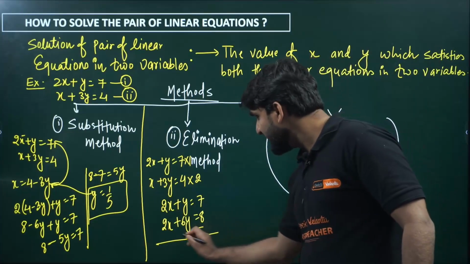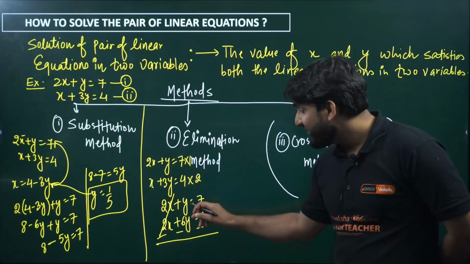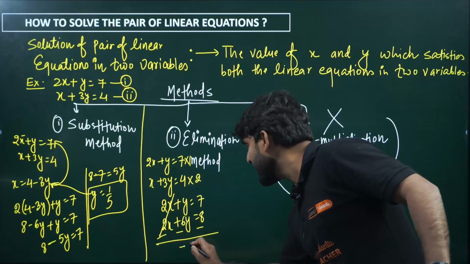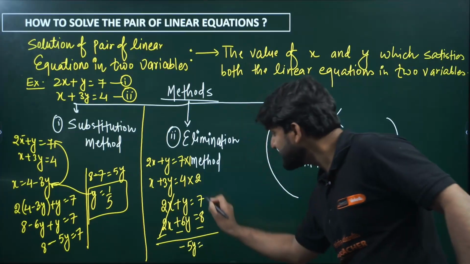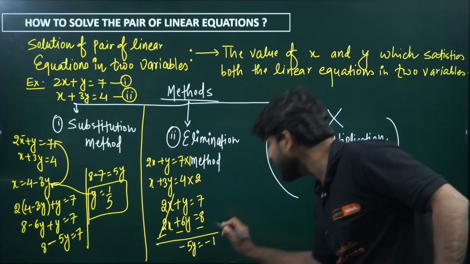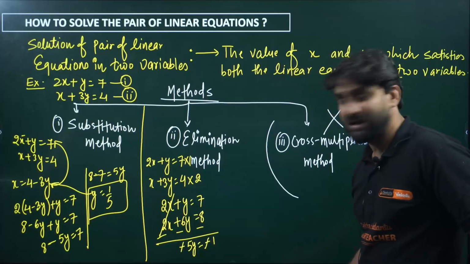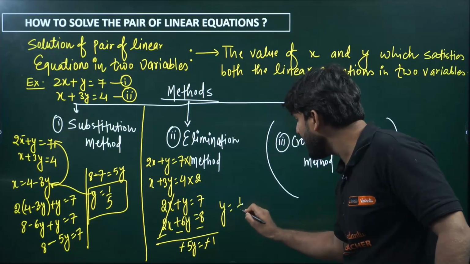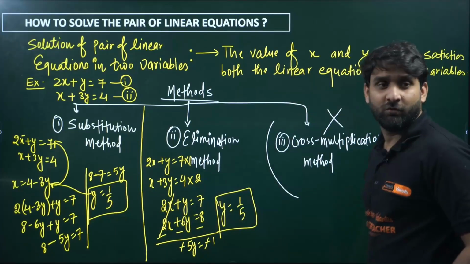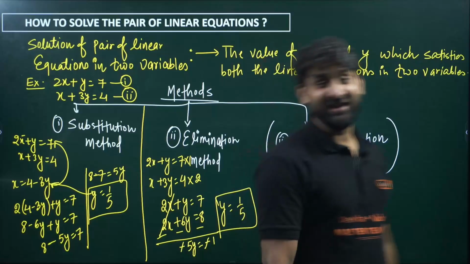On subtracting, the sign will change, and the x family will be eliminated. And here y minus 6y will be minus 5y. Agree everyone? And 7 minus 8, subtracting a greater number from a smaller one, will be minus 1. Can we please cancel minus minus? Cancel. So we have y is, oh my god, what was the value of y in substitution method? 1 by 5. And what are we getting here? 1 by 5. Both are correct.